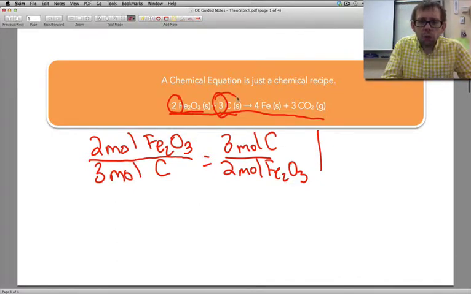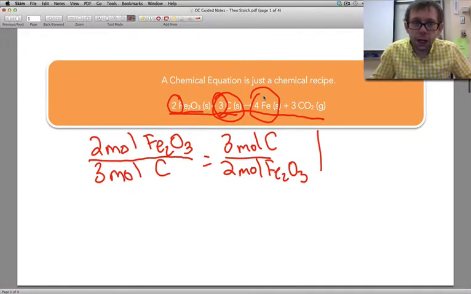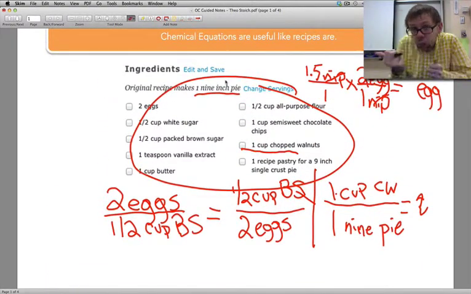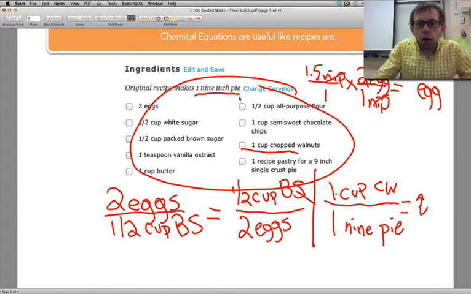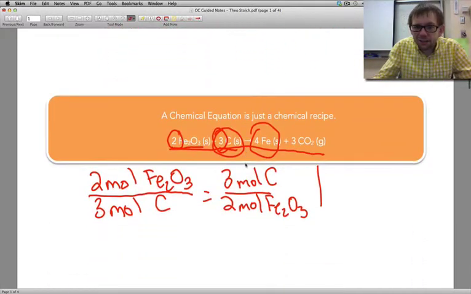In fact, how about we relate carbon to the iron I'll make? Oh my God, he's a crazy man going from the reactant side to the product side. We did that with the 9-inch pie a second ago. I said, hey, 9-inch pie is what we make. It's what you yield. And I said, oh, okay, well, if I want to make 1.5 9-inch pies, I could change that. And how did I do that? Well, I know 1 9-inch pie makes 2 eggs. So it's not really crazy. It's something we can do.